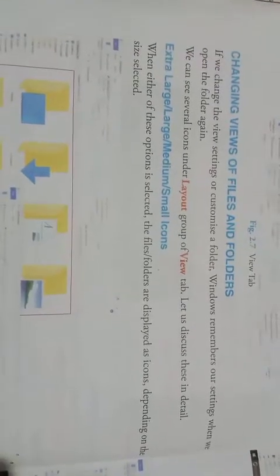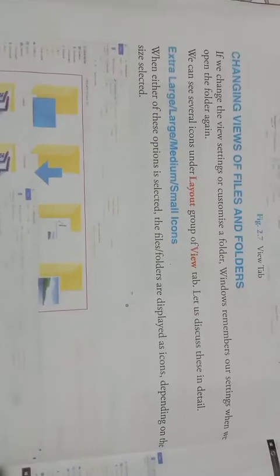Changing view of files and folders. Changing view means if we change the view settings to customize the folder, Windows remembers our settings when we open the folder again. Views of a file means the look of the files. We want to change the view of a file and folder. We can do this in Windows 10.